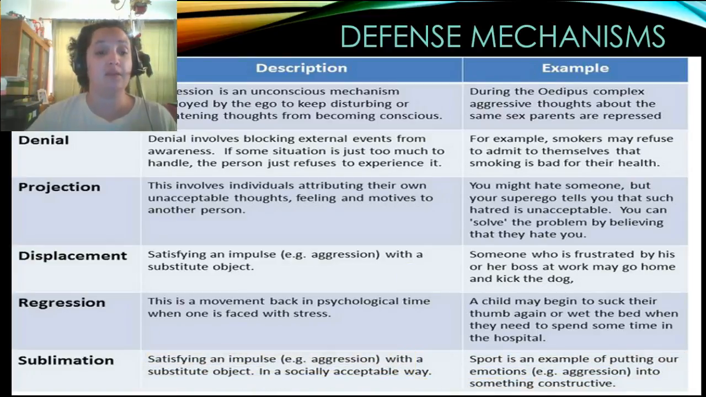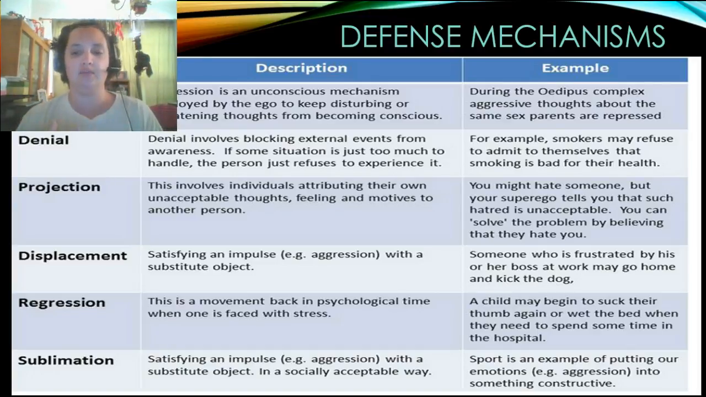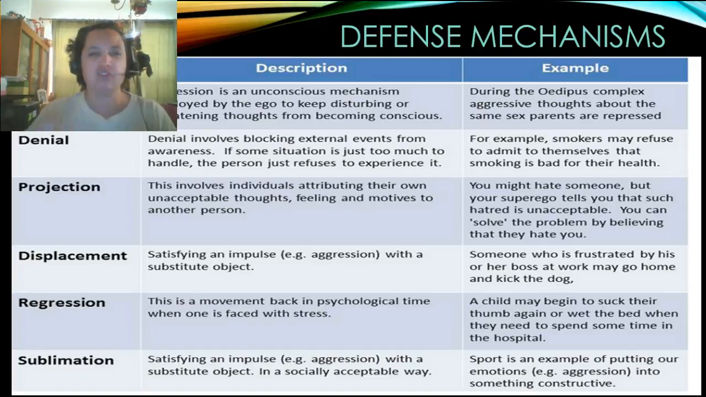And last but not least, sublimation is where you're satisfying an impulse with a substitute object. So you're doing something socially acceptable, but you're also taking care of a personal need. Sports is a great way of explaining sublimation. Maybe you're really aggressive and you love to play soccer, so you like being a forward, someone who kicks the ball and takes it towards the goal, and you really get into it and you're really kicking that ball and getting around people. Well, that's perfectly acceptable because you're playing a sport and you're following the rules, but you're also letting out some of that inner aggression or tension.